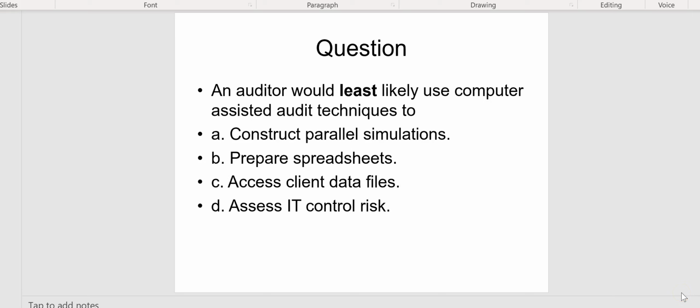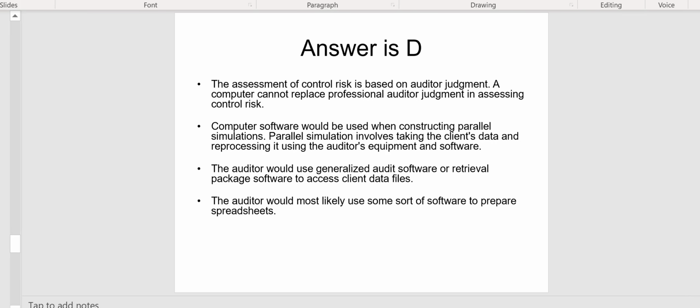All right, an auditor would least likely use computer-assisted audit techniques to construct parallel simulations. Now, you would need computer software for that. B, prepare spreadsheets. Well, you'd probably use some type of software to prepare spreadsheets. C, access client data files. Now, you'd probably use generalized audit software for that. D, assess IT control risk. Yeah, that's where you would least likely use computer-assisted audit techniques. Assessing IT control risk would require human judgment. Let's go with D.